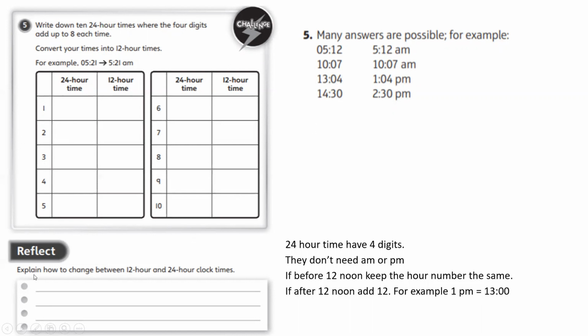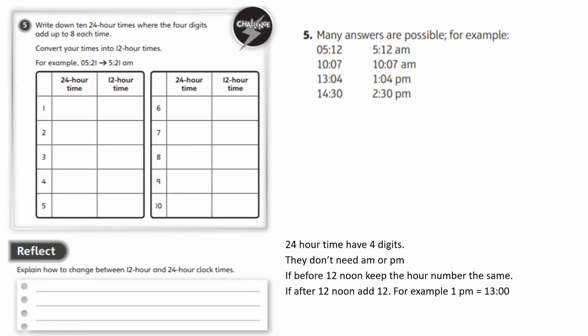Reflect question. Explain how to change between 12-hour and 24-hour clock times. Right, so we know that a 24-hour clock time has 4 digits. So if it's a 12-hour one and it only has 3 digits, like this 5:12 AM has only got 3, to convert to 24-hour, we need to make it 05:12. 24-hour doesn't have AM and PM, whereas a 12-hour does.